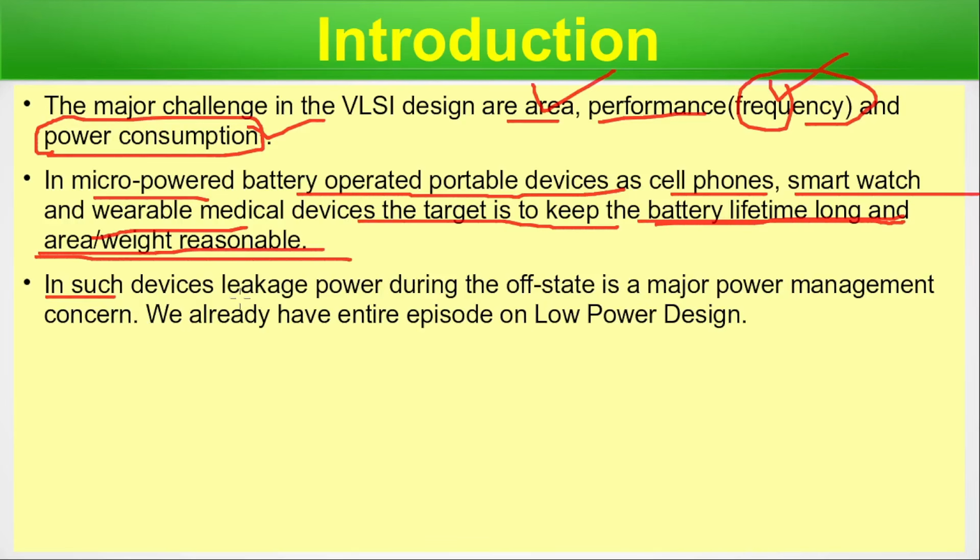Next, in such devices, leakage power during the off state is a major power management concern. This is a very important thing because when you have a rechargeable device with you, you can carry it in your pocket or wear it on your wrist or some other body part. When the device is not operating, that means mostly it is in off state, maybe you have switched it off or it has gone to the auto power up mode or a sleep mode. In that time, you have to be very power efficient. That means the device has to save power so that the recharged batteries run as long as possible.